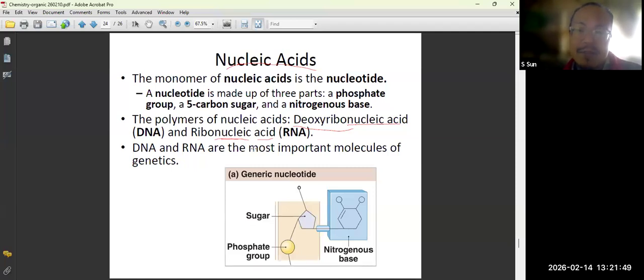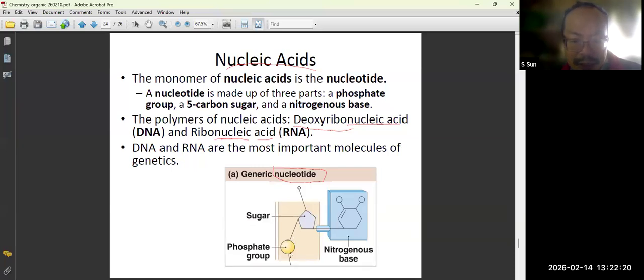What is their monomer? The monomer is called nucleotide. So that's this one. This is a monomer. Each nucleotide has three parts. You have the phosphate group, sugar group, and nitrogenous base. Nitrogenous base can have five different variations. That's how we store the genetic code. Yeah. So this one is just like a Lego piece, one attached to the other.